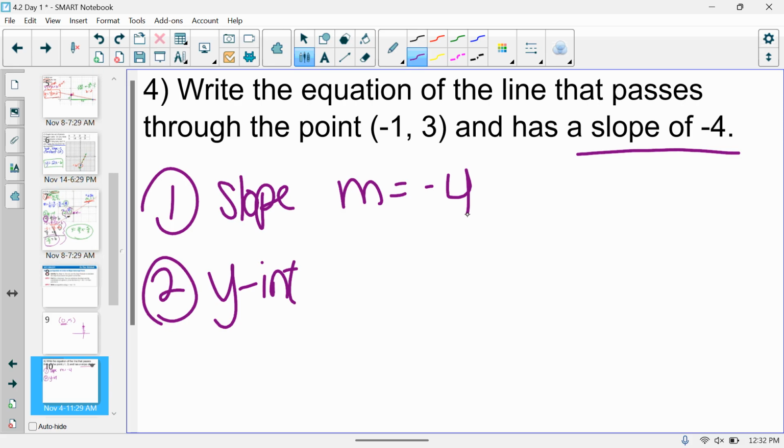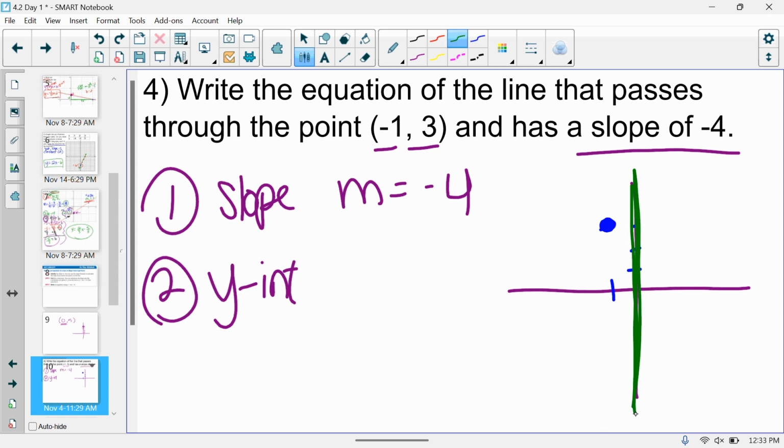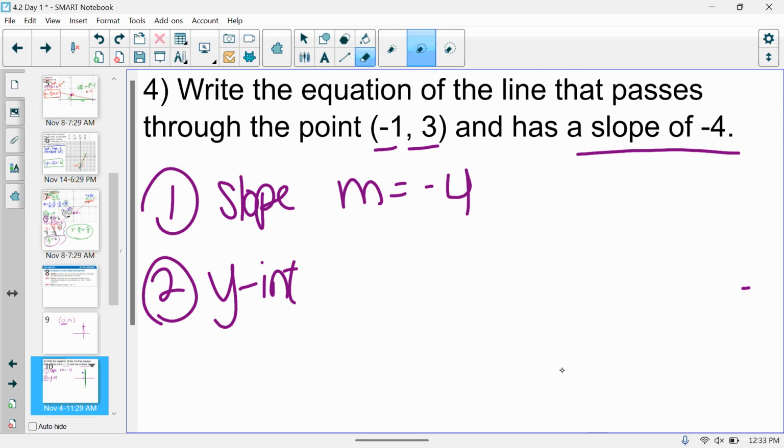If you're not sure, guys, let's think about the only point we know. -1, 3 would be to the left 1 and up 3. That point that I just plotted, is it on the y-axis? No. So we do not know the y-intercept, okay? So step 2 is going to be a little bit harder here. Here's what we're going to do.